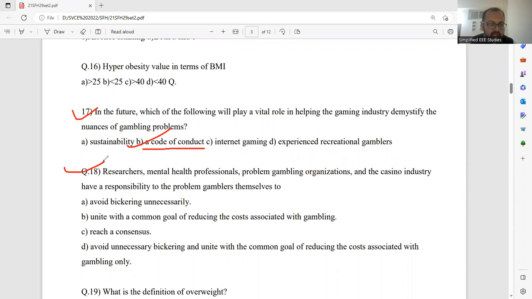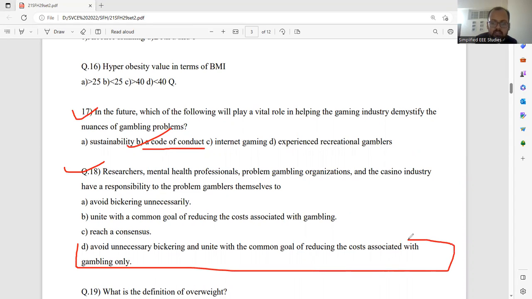Question number 18. Researchers, mental health professionals, gambling organizations and casino industries have a responsibility to problem gamblers themselves too. Which would be the right answer? I found that the same question is already there in set one as well. I'm going to select option D. This is the right answer. Please read and understand. I have already read it, because whenever it's read out, it takes a lot of time. I'm giving the questions to you, try to analyze them. Anyway, the right answer is option D.